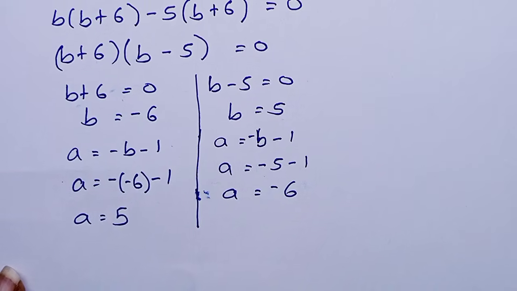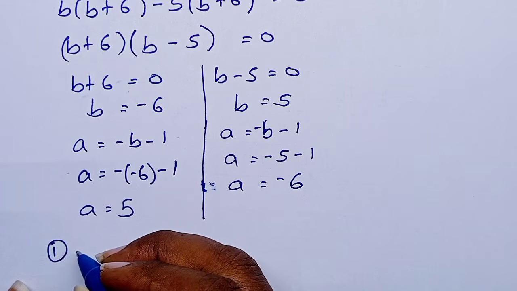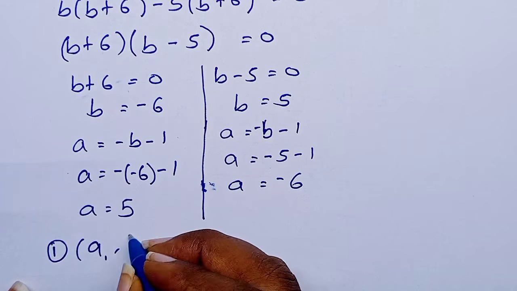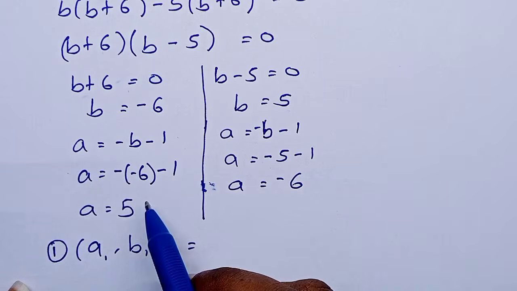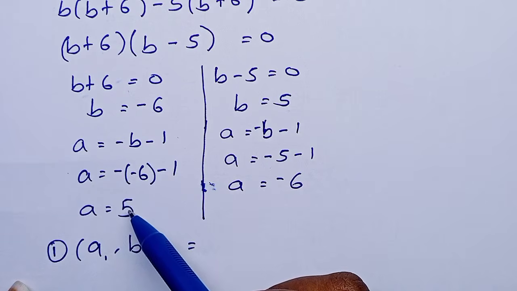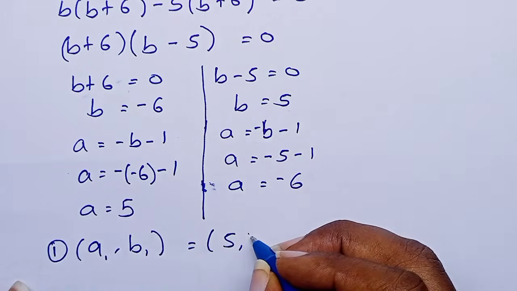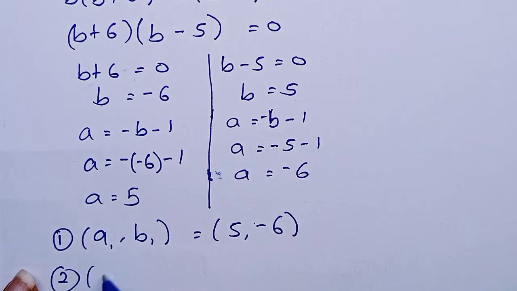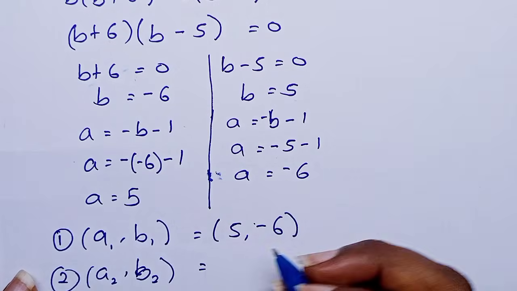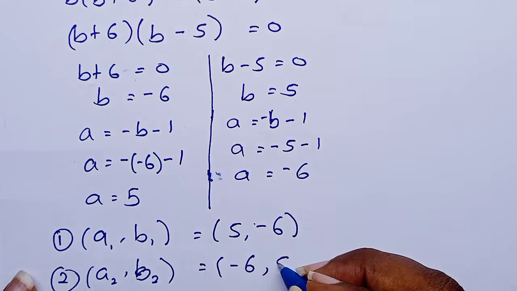Therefore, our solutions that we have got: solution 1, our value of A is 5 and value of B is negative 6. Then the second one is the value of A is negative 6 and the value of B is 5.